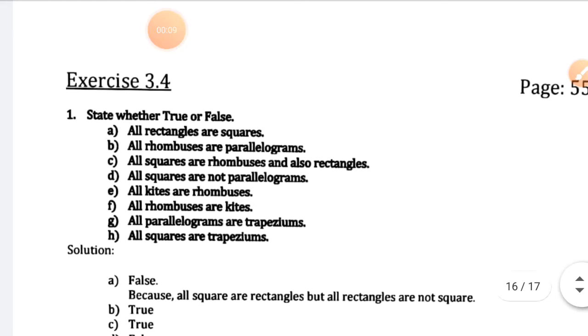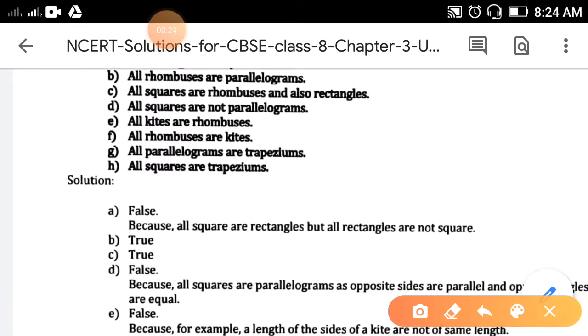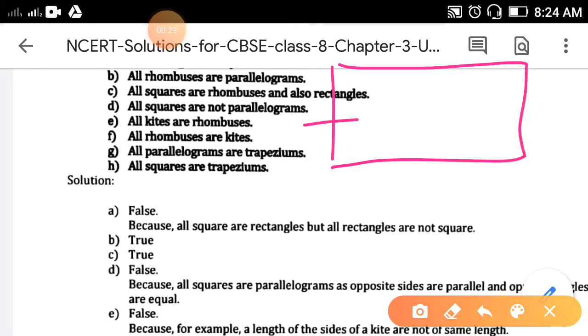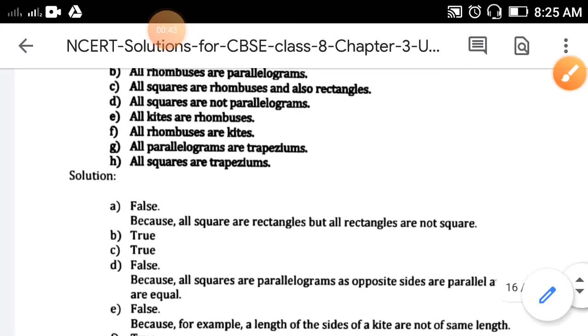Okay, so now let us start exercise 3.4. Question number 1, state whether true or false. A, all rectangles are squares. False, because you can see in a rectangle opposite sides are the same. Here it is a length and breadth, but in a square all four sides are the same. So this rectangle is not a square, that's why it is false.